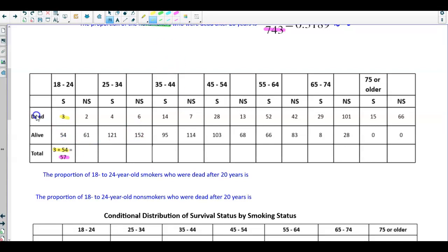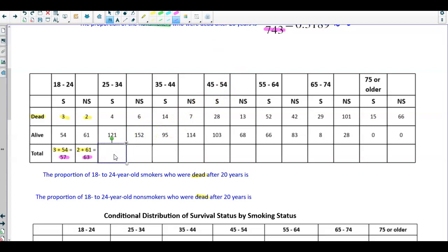Again, we're focusing on the dead row because that's what the next two questions are asking for. For non-smokers in this age group, we have 2. If we add 2 plus 61, we get a total of 63.